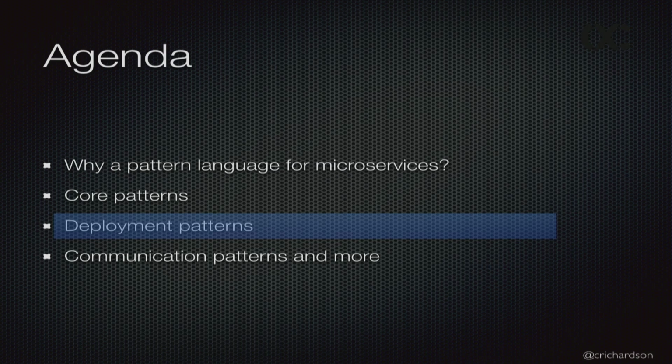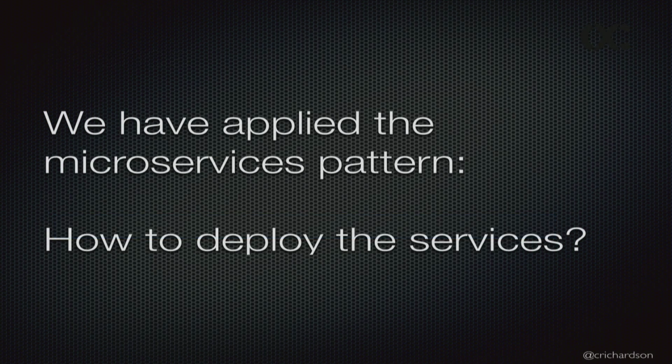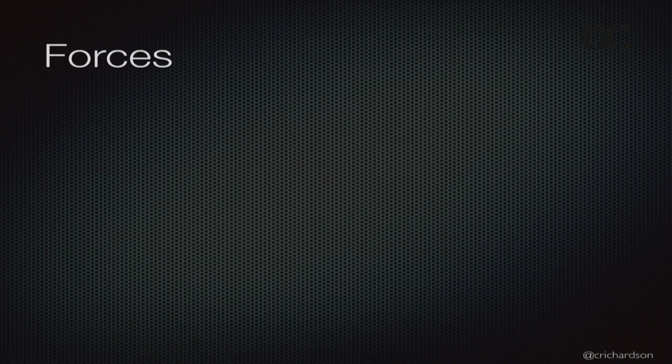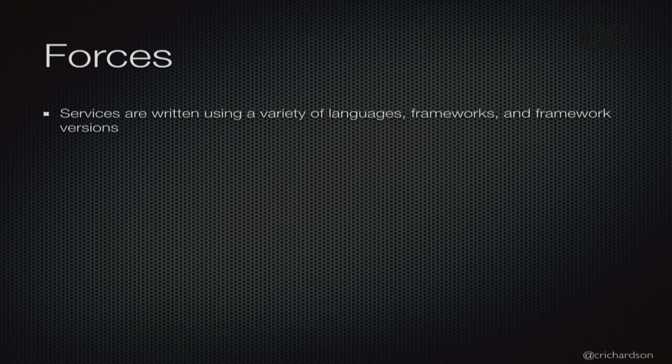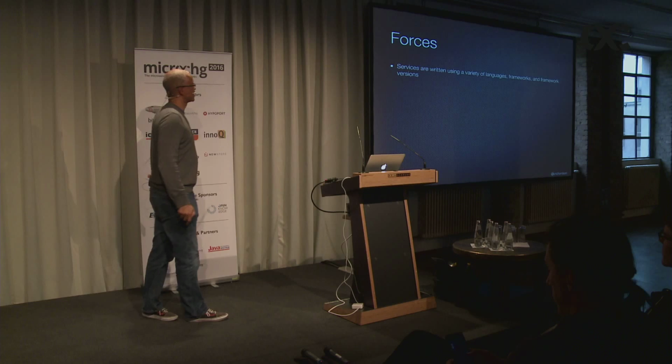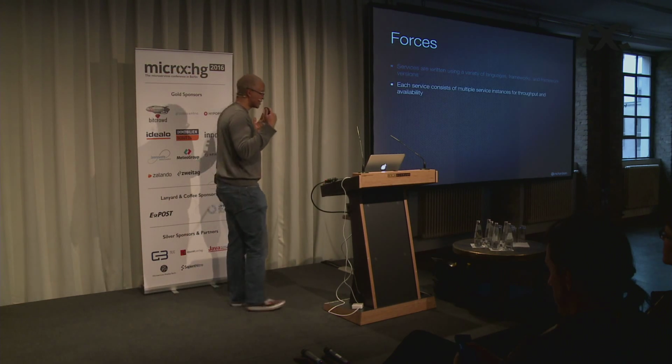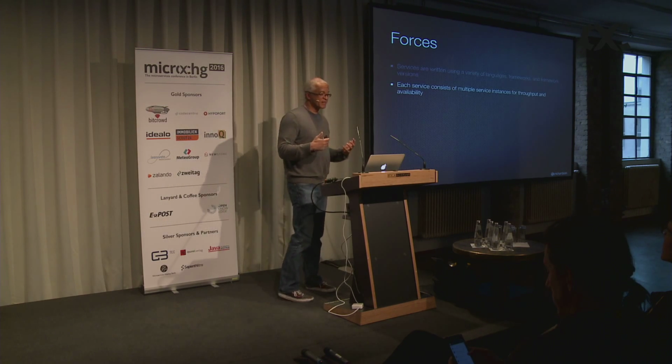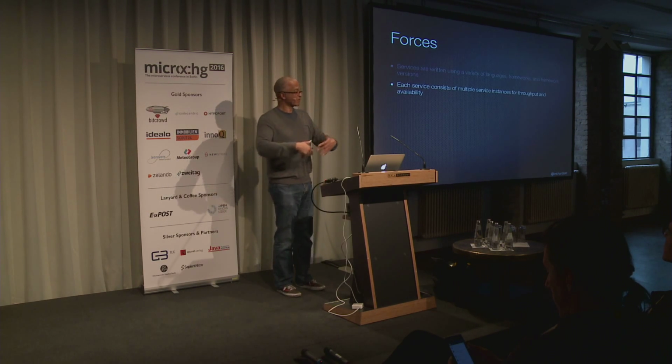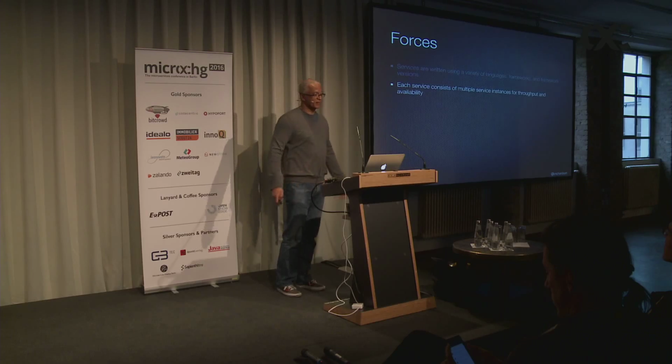So the issue is, well, we've got a bunch of microservices. How do we deploy them, right? There's a bunch of forces, issues that you have to deal with. The services are written using a variety of different languages and frameworks, or even versions of languages or frameworks, right? Each service is going to consist of multiple instances at runtime, both for throughput and availability.